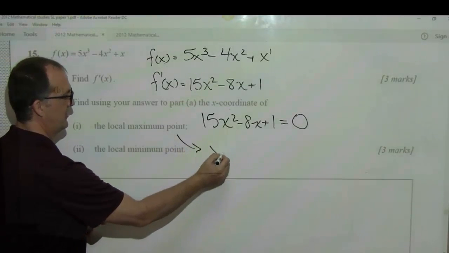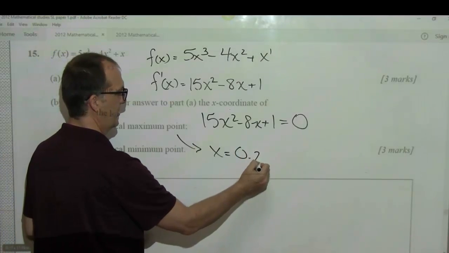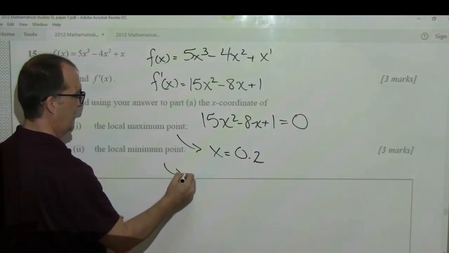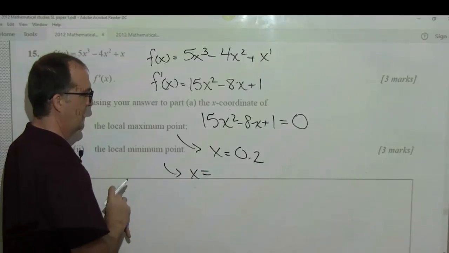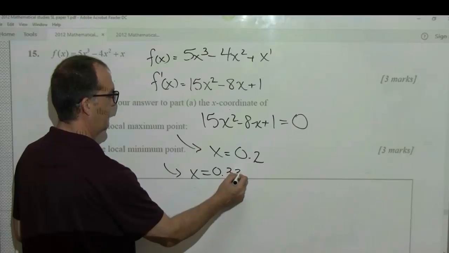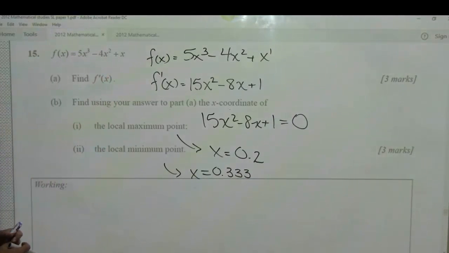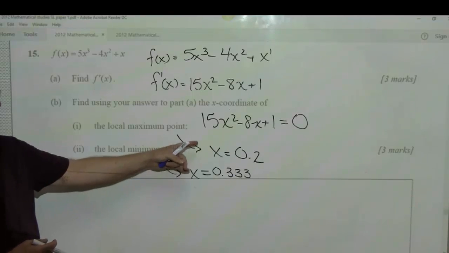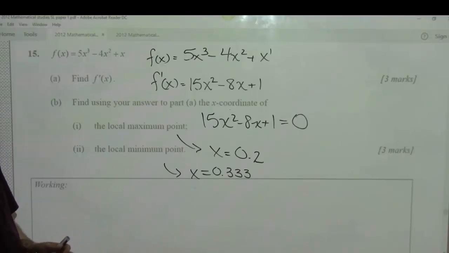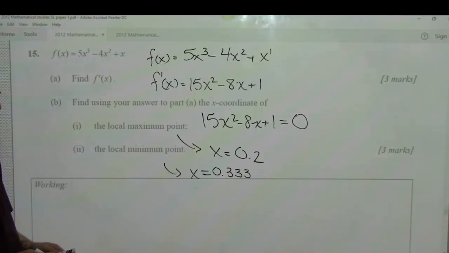The maximum point is where x is equal to 0.2, and the minimum point is where x is equal to 0.33, and that goes on forever. So 3 significant figures, and we're done. If you just write these 2 answers, you will get the full marks, but it's best to write that down at the start.